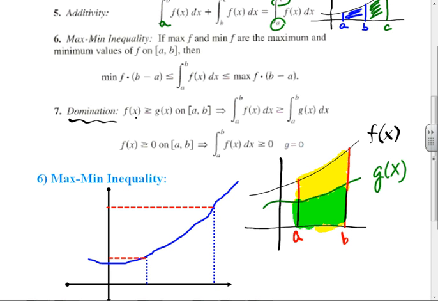Are you going to think about these theorems? No, you're just going to look at it and say, obviously the area under f is bigger than the area under g. Should I write all that? That's up to you. They're your notes. Now, when you go to college, you're not going to be given the notes like we give you, so you're going to have to figure that out.